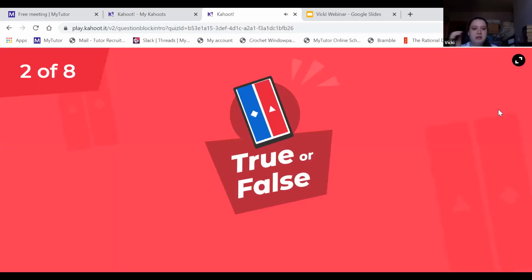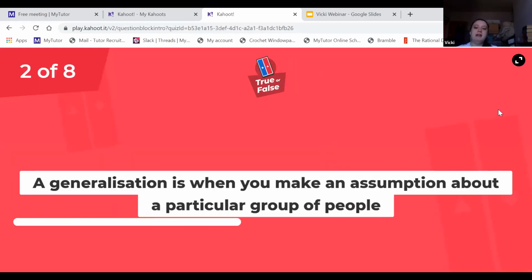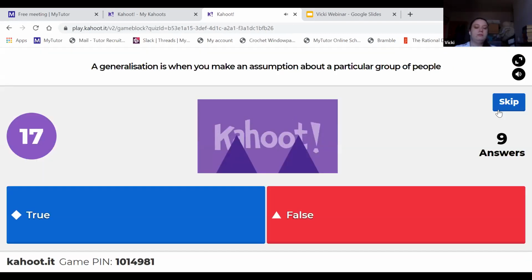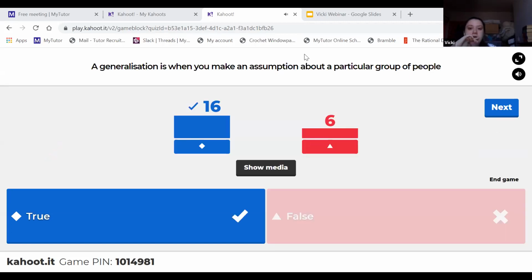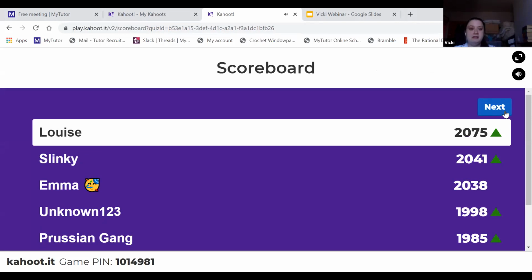Fabulous. Emma's on top at the moment. A generalization is when you make an assumption about a particular group of people. Animal Farm is satire. Yeah, there are certain parts in there which are satire. It's definitely more of an allegory, which is putting out a political message. Yeah, so it can be making an assumption about a particular group of people. It can be other things, but it can be defined as that.